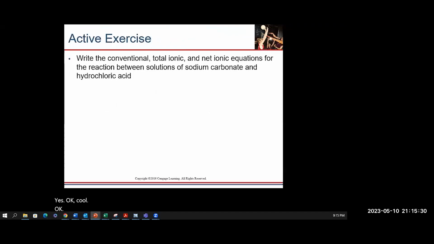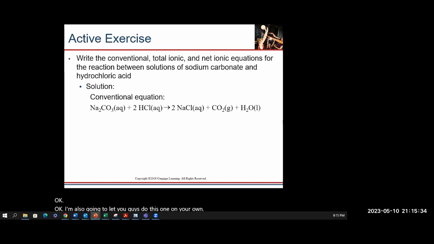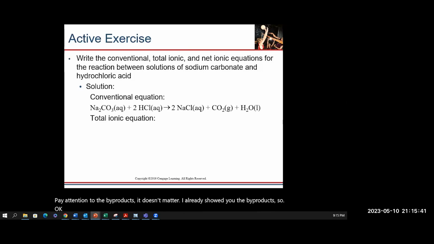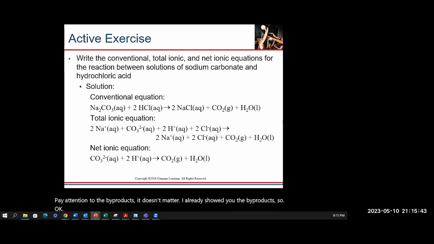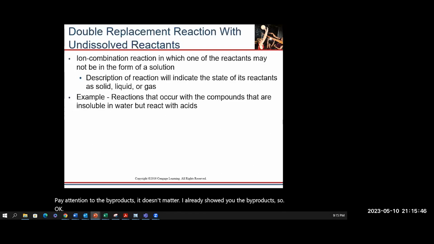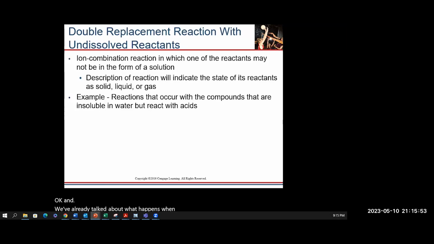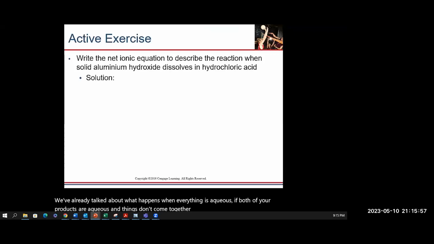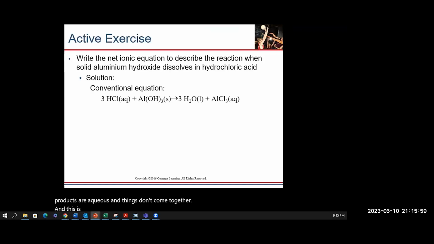Okay, I'm also going to let you guys do this one on your own. Pay attention to the byproducts. Well, it doesn't matter, I already showed you the byproducts. Okay, and we've already talked about what happens when everything is aqueous. If both of your products are aqueous and things don't come together, this is a good example here. Oh, this one isn't a good example. Let me get another one. Hold on.